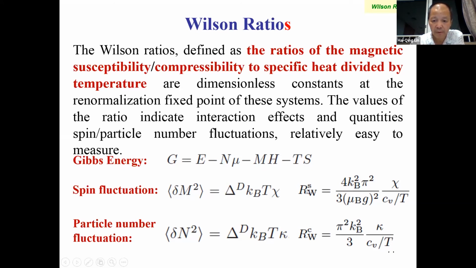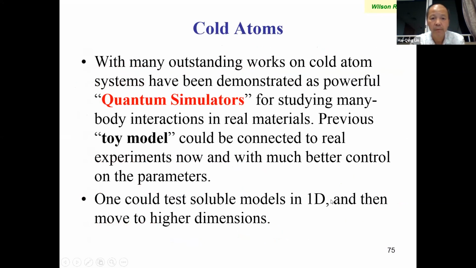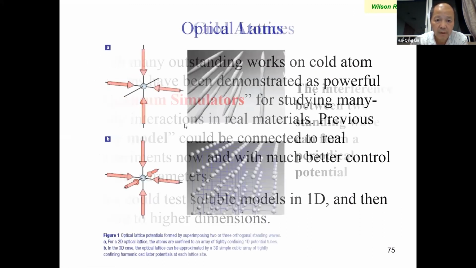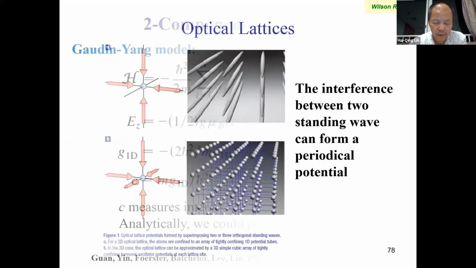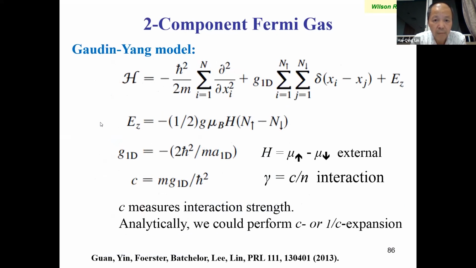Now I'm going to look at these 2 Wilson ratios in another model, which can be experimentally realized by cold atom systems, as I show in this picture. Then you use an optical lattice, and you can build up 1D, 2D, or even 3D systems for simulation. The model we are looking at is the 2-component Fermi gas. This is a very old model, studied by many people. In the old days, it was solved by the Bethe ansatz, studied by Gaudin and Yang.